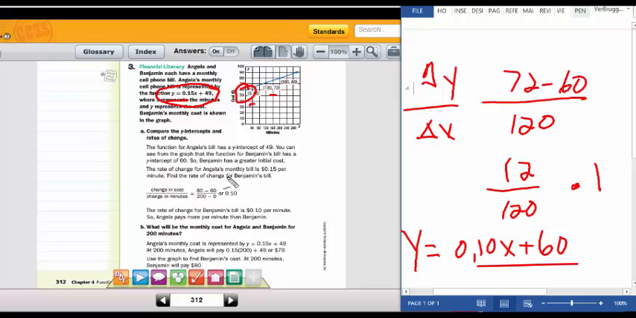The rate of change for Angela's monthly bill is 15 cents per minute. Find the rate of change for Ben. We did that, 10 cents per minute. So the rate of change for Benjamin's bill is 10 cents a minute. Angela pays more per minute than Benjamin.